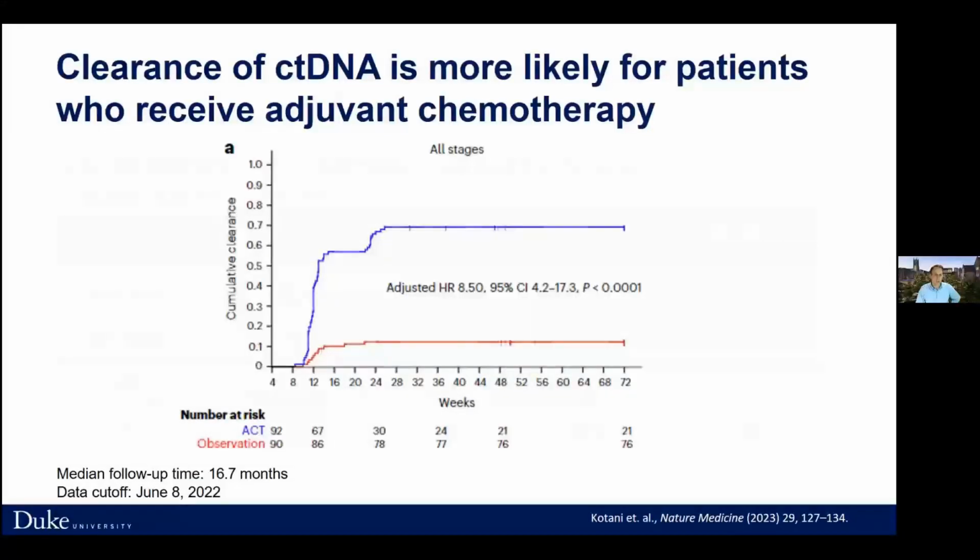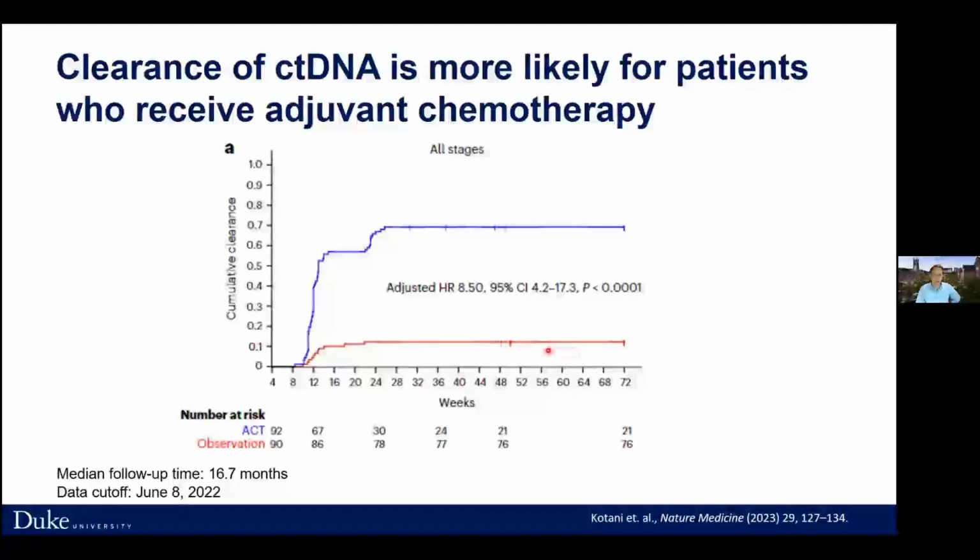And they next looked at this question of how to clear circulating tumor DNA. So they compared the rate of clearance for those who got adjuvant chemotherapy in blue versus didn't in red. And you can see you're 8.5-fold more likely to clear your circulating tumor DNA out if you got adjuvant chemo. Interestingly, there was a very small group of patients who cleared their circulating tumor DNA spontaneously with no intervention.